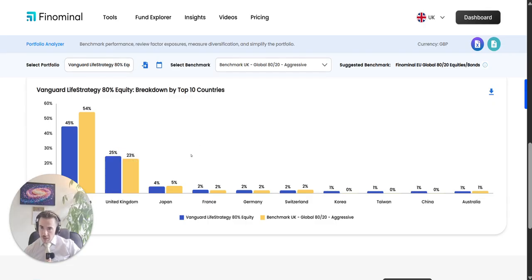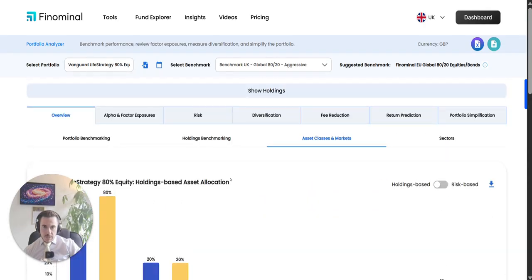We've also got slightly higher, only by 2%, invested in the UK, so 25% total invested in the UK for the Vanguard LifeStrategy 80% equity fund versus the benchmark's 23%. And then we can see the other country exposures there. To note, 4% allocated in Japan, and 2% in France, Germany, and Switzerland. But let's continue now with our analysis.